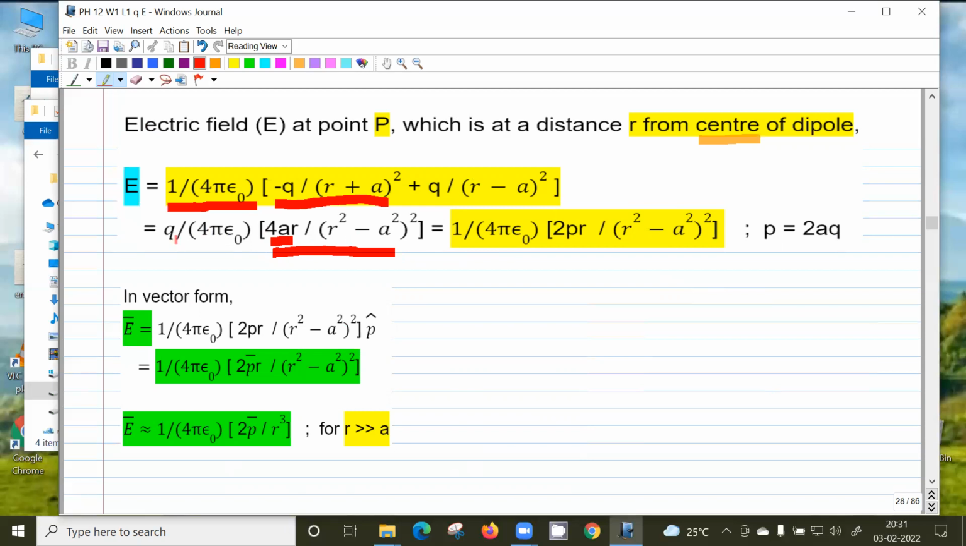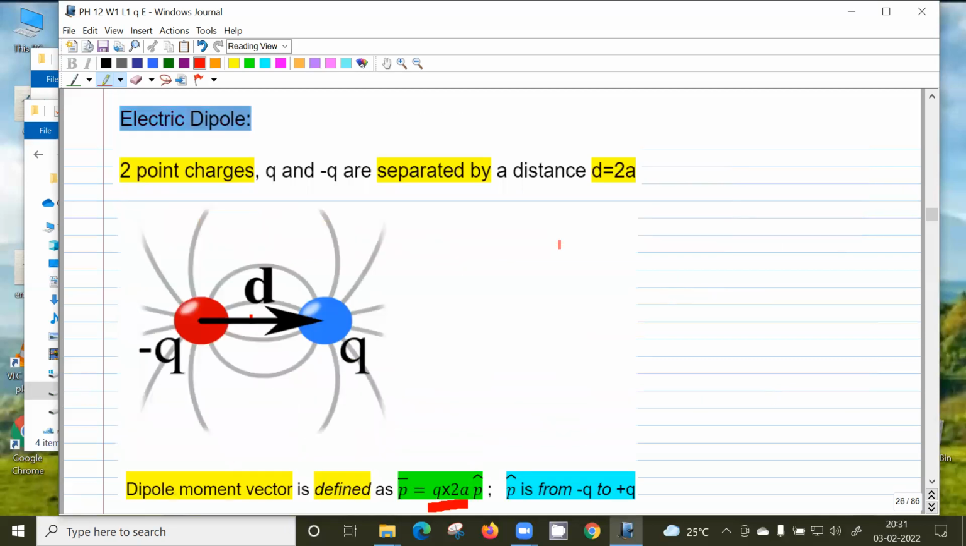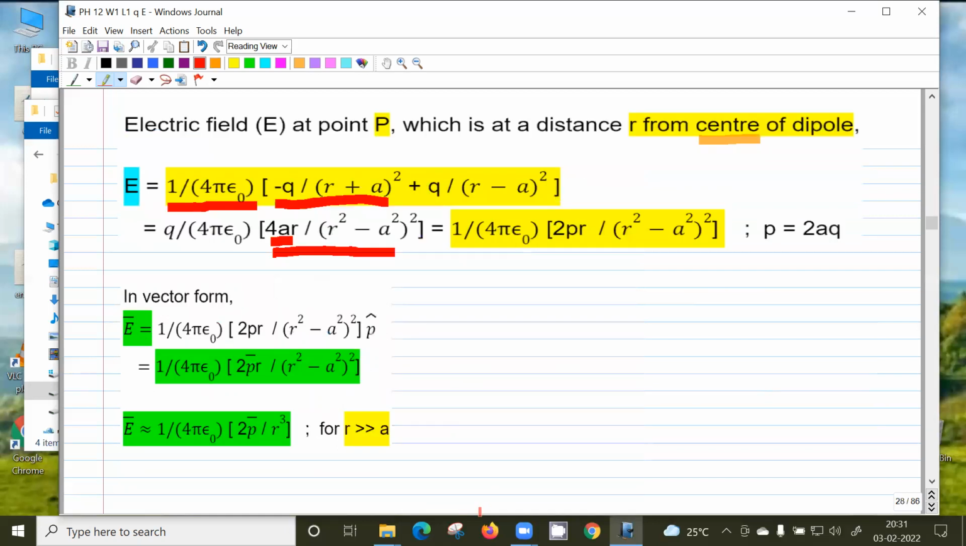And then I can combine q and 2a as p, because the dipole moment vector I have defined as q into the separation into p cap, and the magnitude of this p is q into 2a, because the magnitude of p cap is 1. So I can combine q into 2a as p. The p is just the magnitude of the dipole moment vector. I have not put the direction yet. So this is clear.